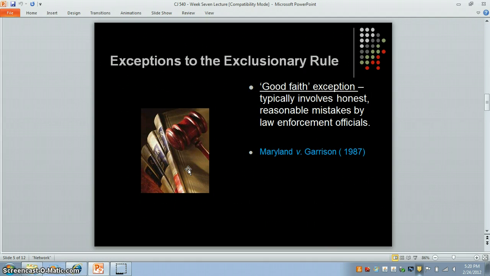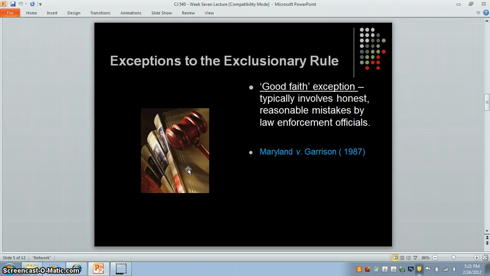There are exceptions to the exclusionary rule. One example is known as the good faith exception, which means that evidence obtained by police is admissible in court, even though there was an error or a mistake, so long as the mistake was committed by police, or if the police committed the mistake and the error or mistake was honest and reasonable, then it's okay. The court permits good faith exceptions for errors made by judges, court employees, and police.